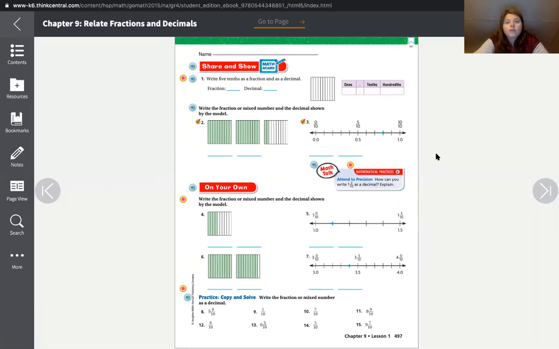Number 1, write 5/10 as a fraction and as a decimal. We know automatically how to write 5/10 as a fraction. We have 5/10. So now we have to think, how would we write 5/10 as a decimal?